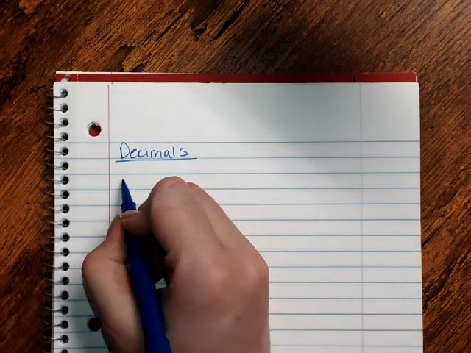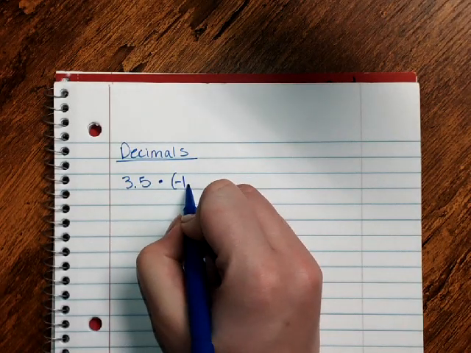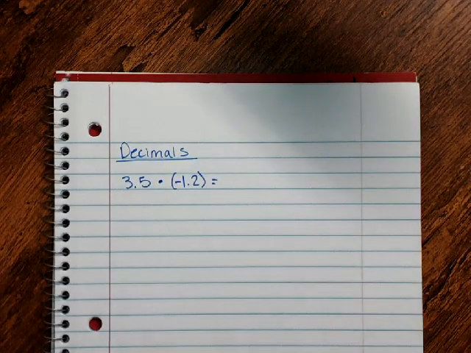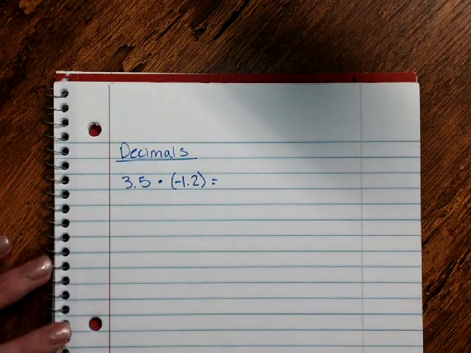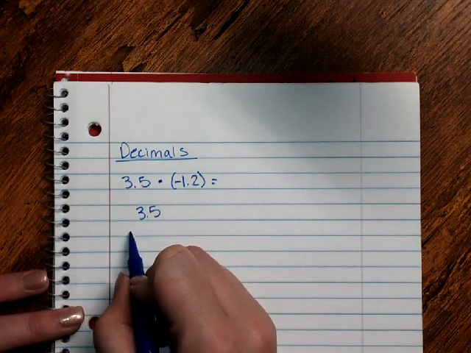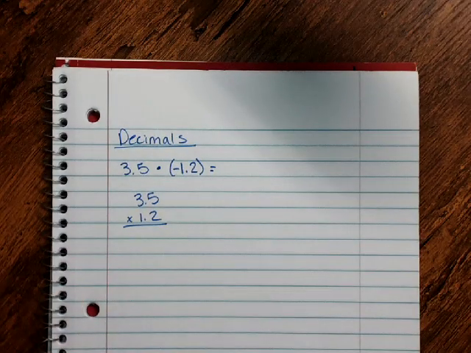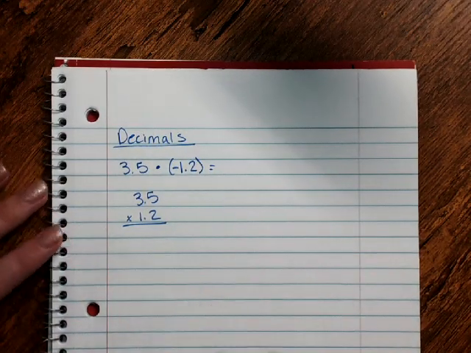So if I have 3.5 times negative 1.2, okay, I'm going to multiply it out like normal. I already know my answer is going to be negative, so all we have to do is set it up and solve. So I'm going to put 3.5 and 1.2. I'm going to leave the negative sign out of it for now. Then I'm going to multiply it like normal.